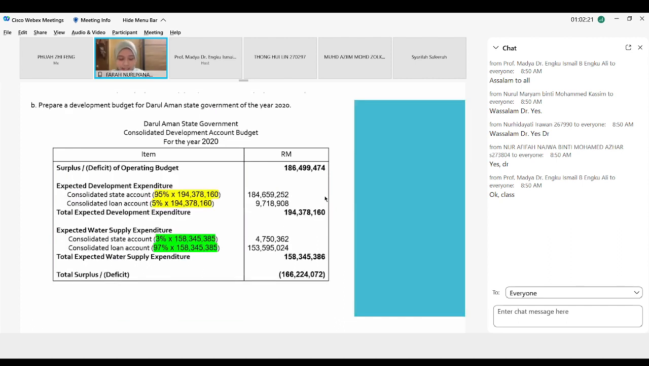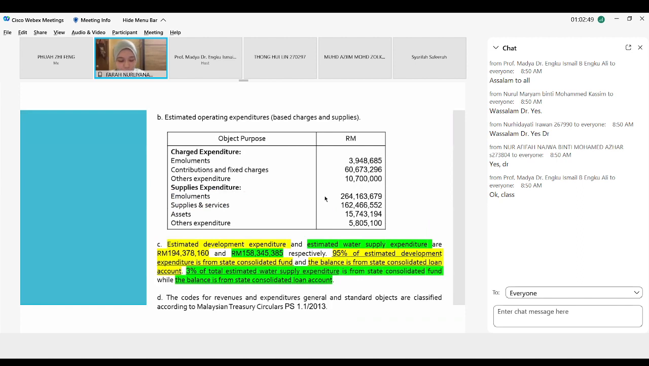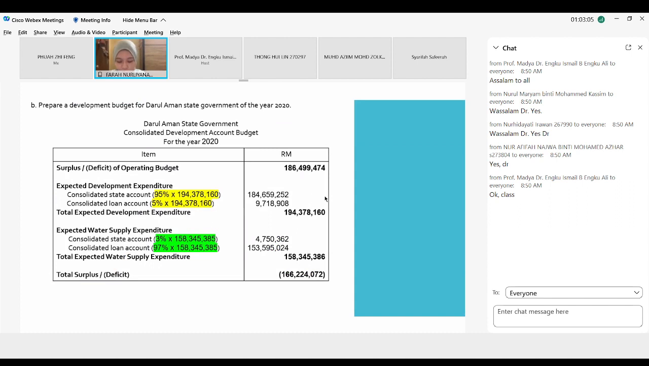is 186,499,474 ringgit. Next, we are required to prepare a development budget for the Darul Aman State Government. First, we add back the surplus of operating budget that has been calculated on the revenue account. Next, the total of expected development expenditure, 194,378,160 ringgit, is calculated from the information stated in C. Look at the yellow highlight, which is 95% of the expected development expenditure is for the consolidated state account, and the remaining balance, which is 5%, is for the consolidated loan account.